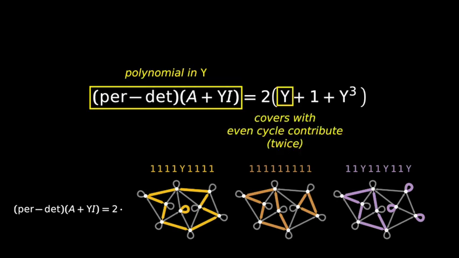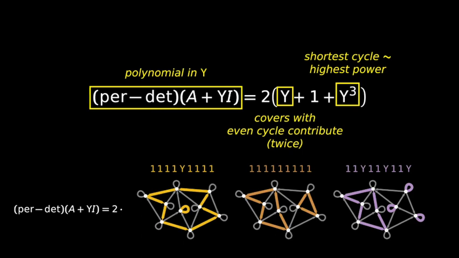So our per minus det function applied to the matrix A plus yI is a polynomial in y, all coefficients are even, and the highest order term corresponds to a shortest even cycle. We have arrived at an algebraic characterization of the shortest even cycle problem.